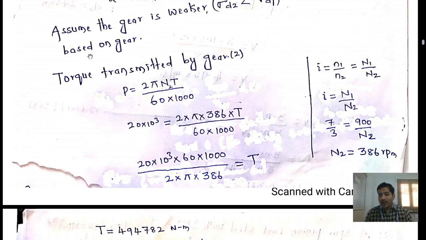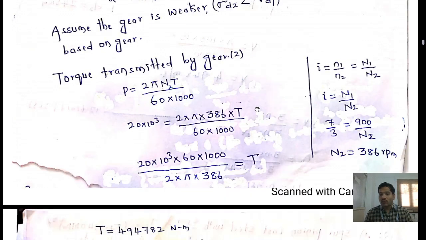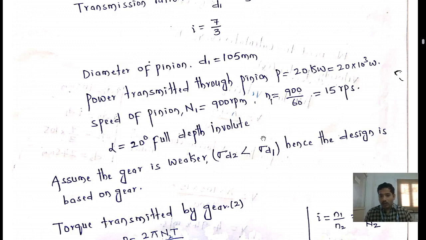So how to find this n2 value? We have the formula i is equal to n1 by n2 is equal to capital N1 by n2. Already n1 is given as 900, but our intention is to convert to rps, it is your wish. Is it right now, dear? N1 is given as 900.